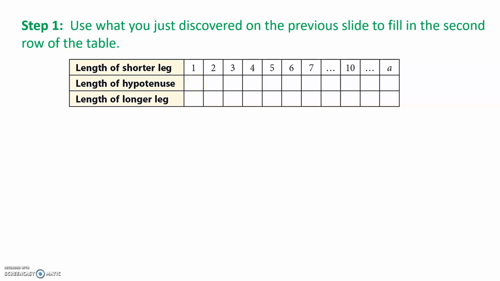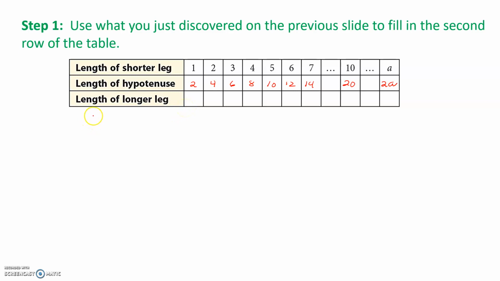Use what you just discovered on the previous slide to fill in the second row. The hypotenuse is always twice, so that's going to be 2. Twice 2 is 4. This is going to be 6, 8, 10, 12, 14, 20, and 2A. Now the length of the longer leg.